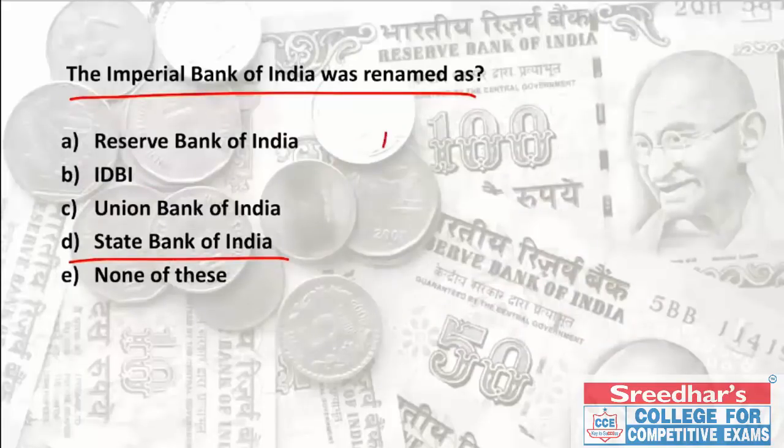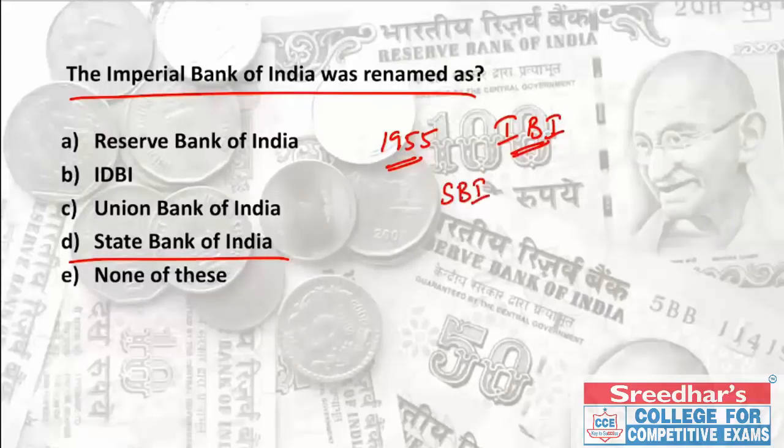In 1955, the Government of India and the country's central bank, Reserve Bank of India, assumed joint ownership of Imperial Bank of India. It was then known as IBI, Imperial Bank of India. Then it was renamed as State Bank of India, SBI.